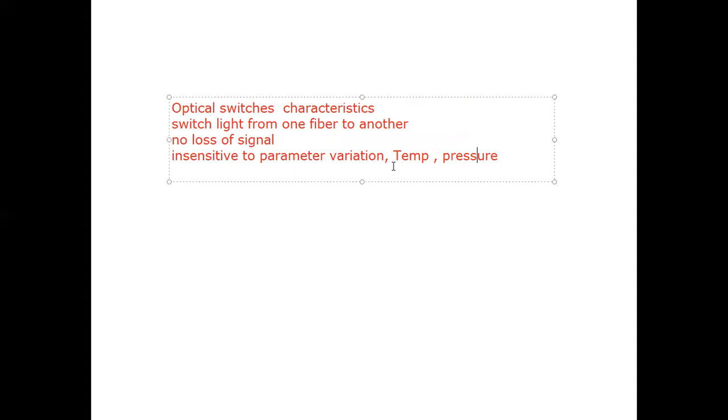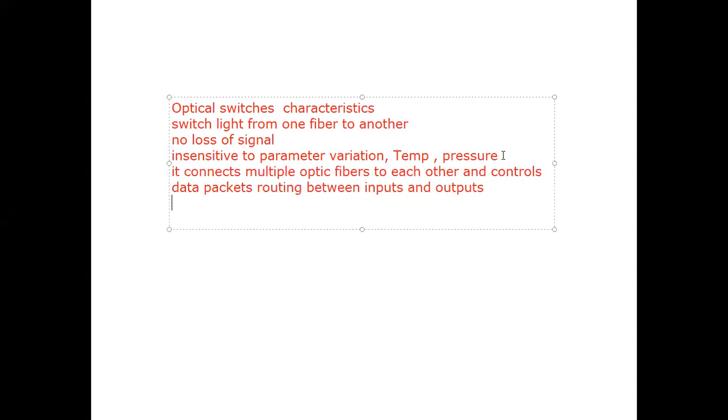Abdul is writing in the chat. What has Abdul written in the chat box? Some interesting points come up when you answer. It connects multiple optic fibers to each other and controls data packet routing between input and output. Do you think this will happen? The second part, will it happen? The switch controls data packet routing between input and output. That means is your switch intelligent?